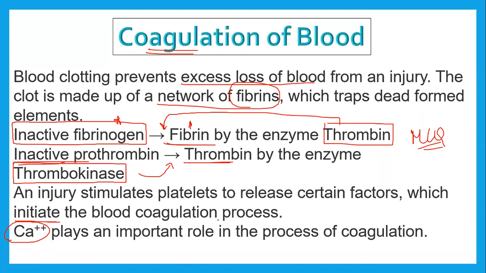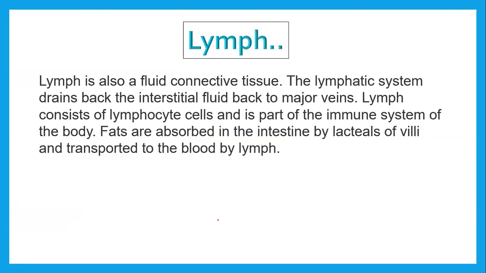Okay, everybody. When an injury occurs inside our body, what happens? The platelets are stimulated, which initiates the process of blood coagulation. The calcium ions along with the thrombokinase enzyme, which the injured part of the blood releases, convert inactive prothrombin into active thrombin. The thrombin converts inactive fibrinogen present in the blood plasma to active fibrin.